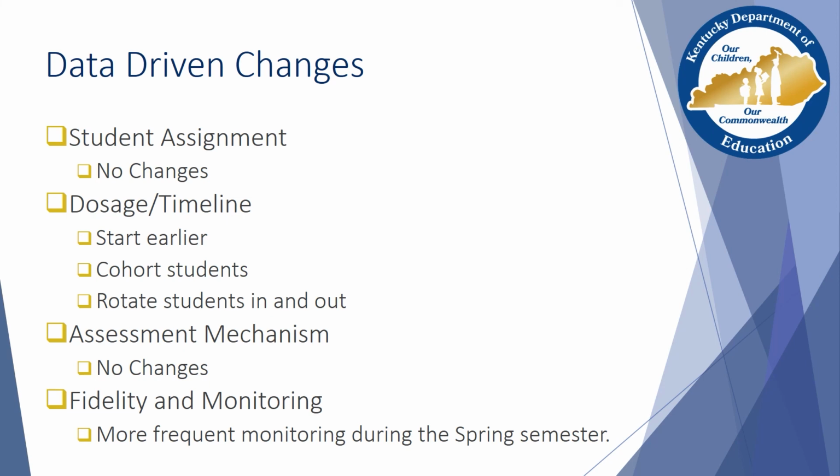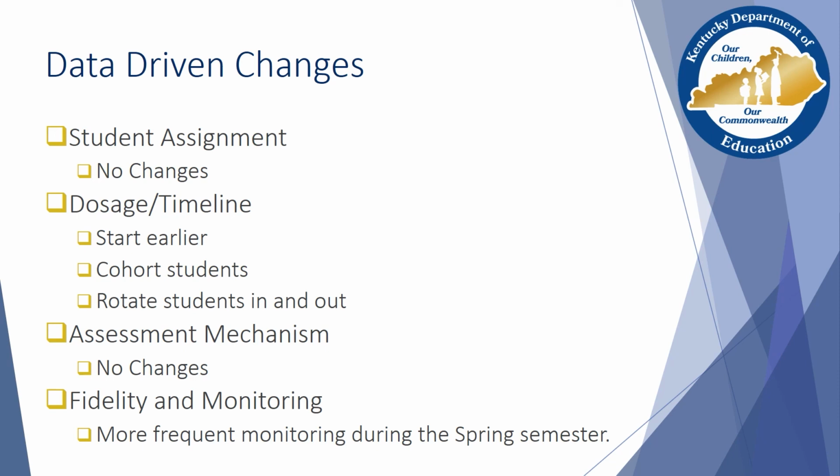Here are some data-driven changes that you might make based on this data set. First, let's look at student assignment. Without being able to see the data for every student, it is hard to say for certain that our student selection process was good. However, nothing in this data set tells us that there's anything wrong with our student assignment, so no changes will be made next year.